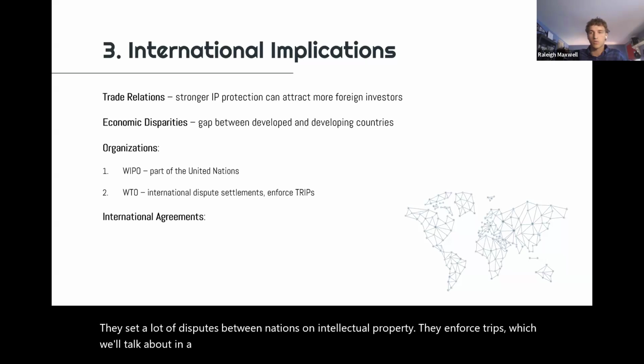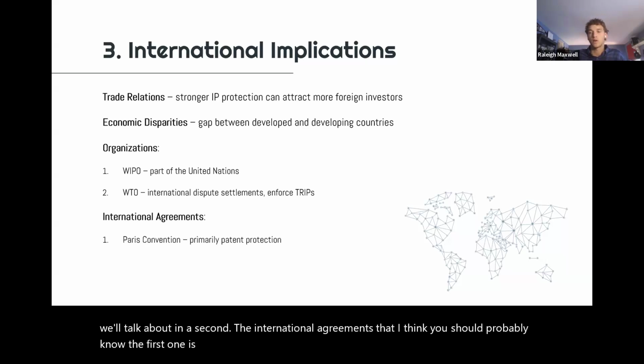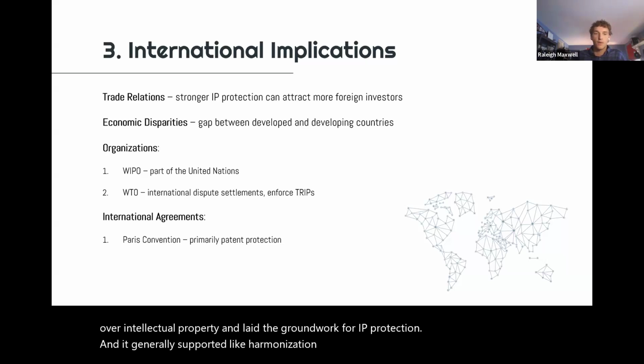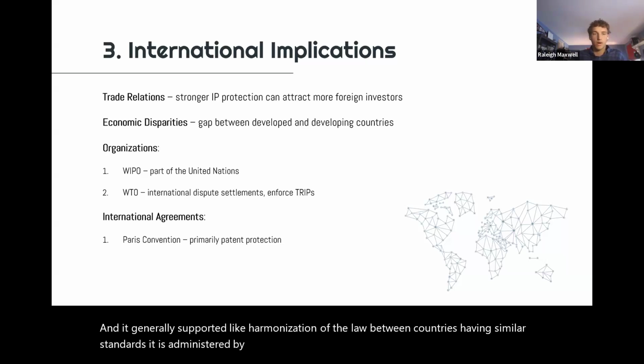The international agreements that I think you should probably know. The first one is the Paris Convention. It was one of the first international agreements over intellectual property. It laid the groundwork for IP protection, and it generally supported harmonization of the law between countries having similar standards. It is administered by the World Intellectual Property Organization, still to this day.